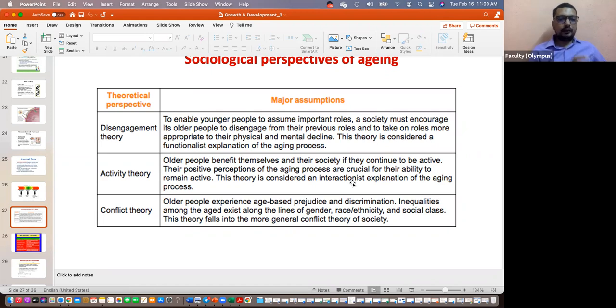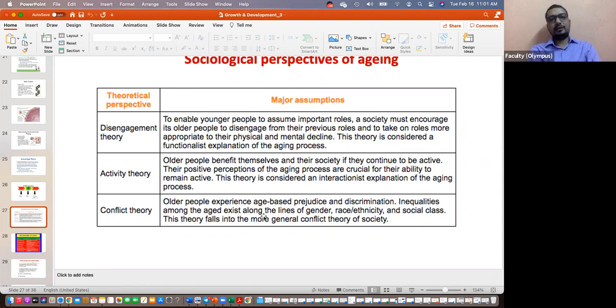Okay, right. And then another theory is called conflict theory. So this is a more generalized version of theory. So what is conflict theory? It talks about how elderly people or older people experience age-based prejudice. So the way we treat elderly people is different. You say you're not fit for this job because you're aged.